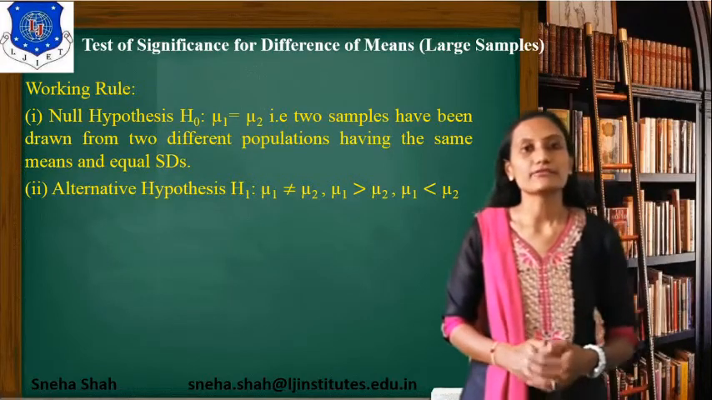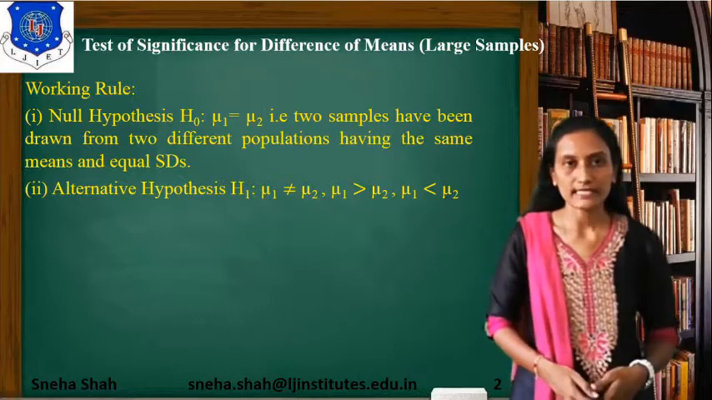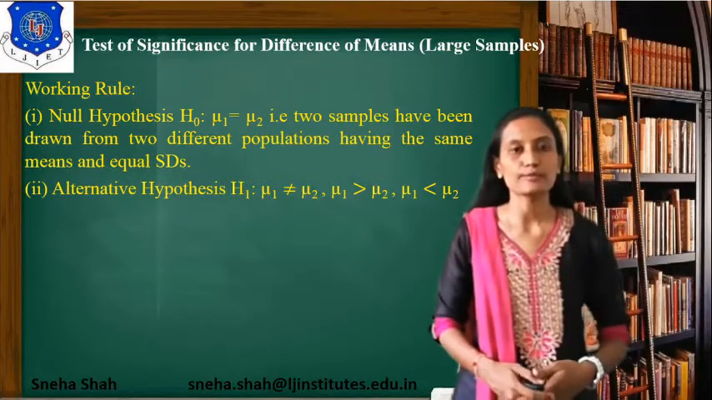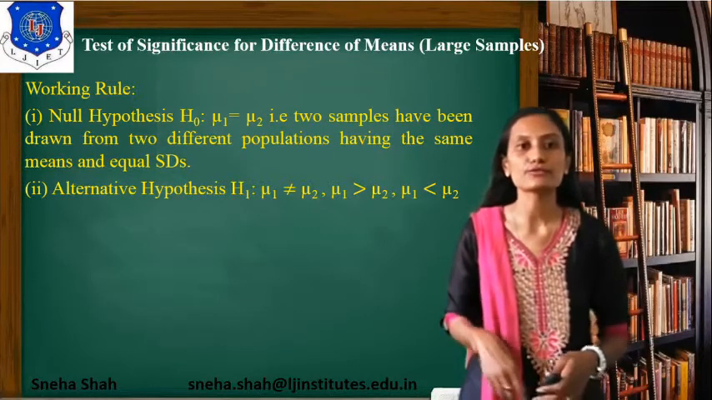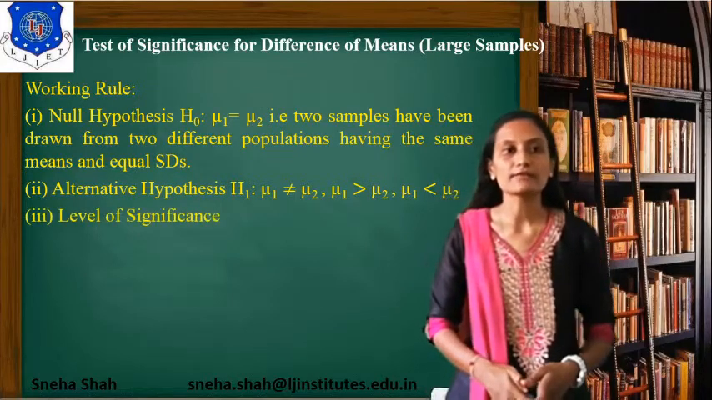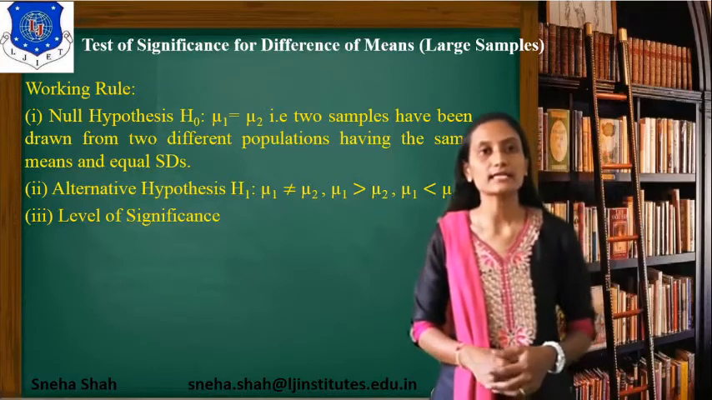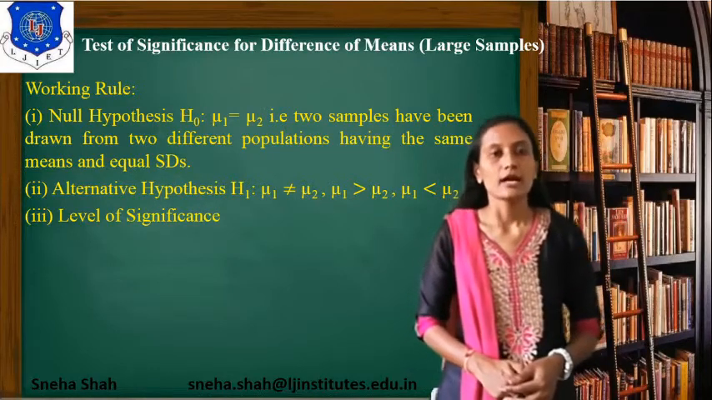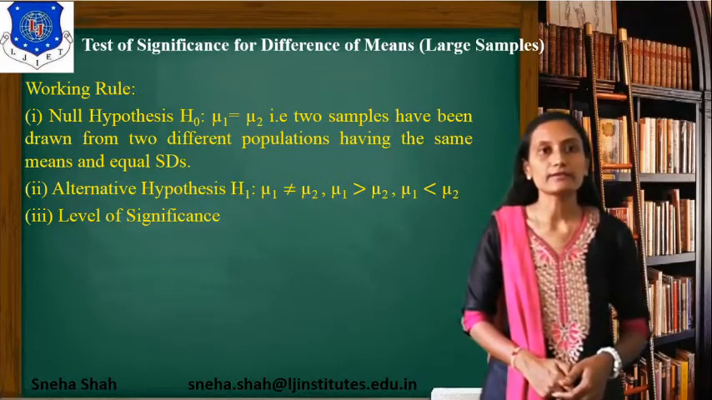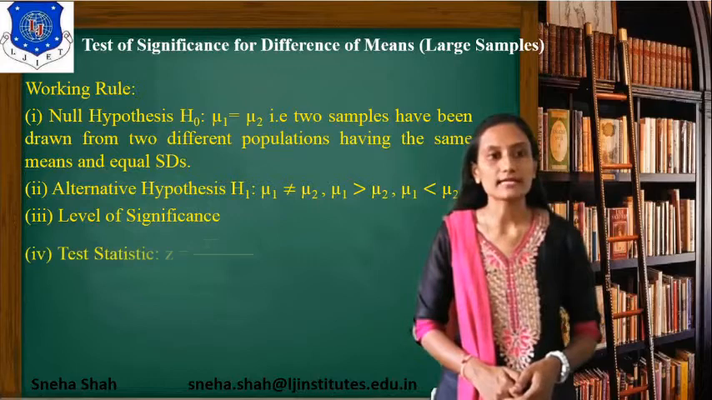After this, we define the level of significance. Either the level of significance is given, or you have to assume a default level of significance equal to 5%. Based on this level of significance, we will define the critical value of z. But before that, we will find the value of the test statistic.